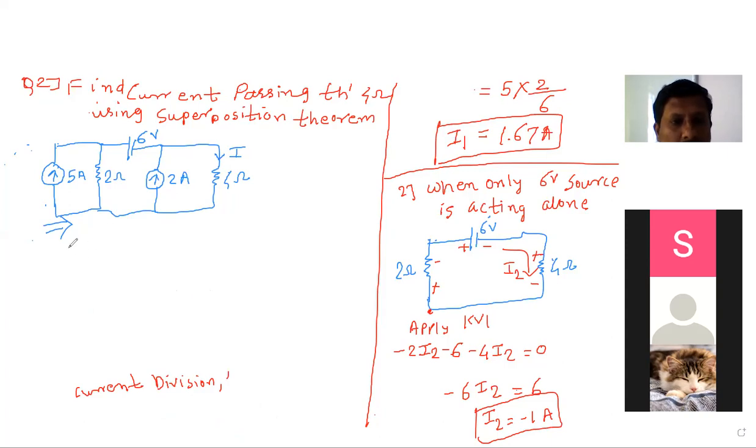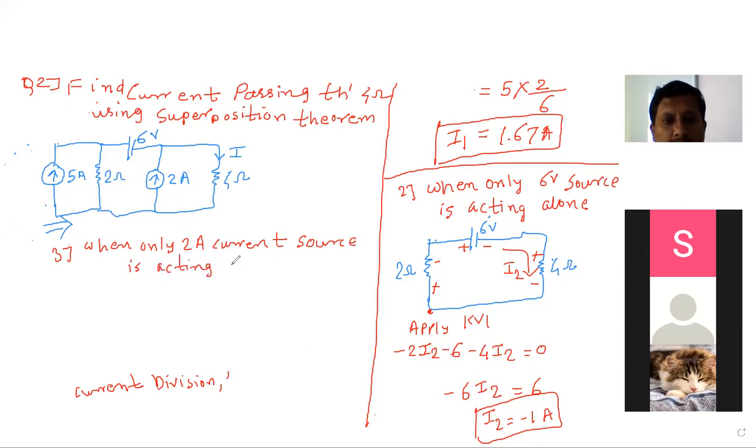So the next point will be the third point, when only the 2 ampere current source is acting alone. So I will draw the diagram now by keeping the 2 ampere current source as it is.